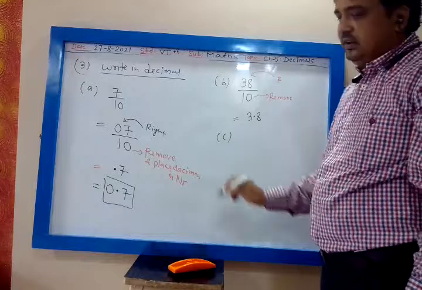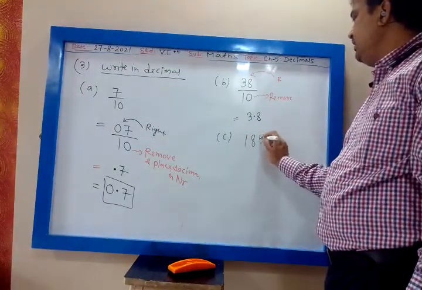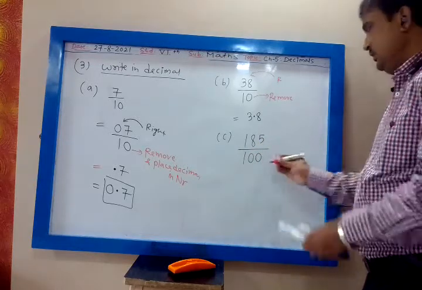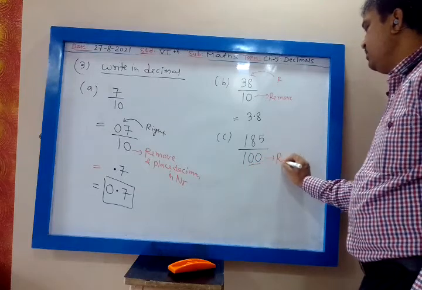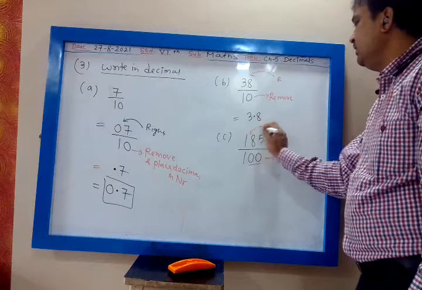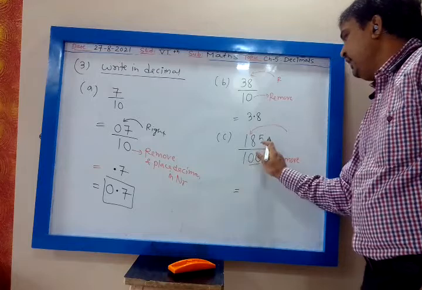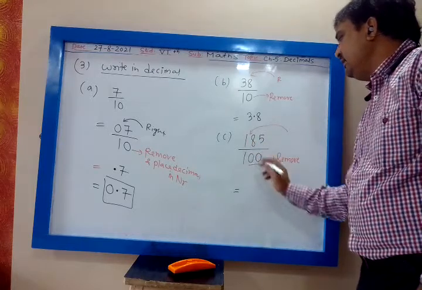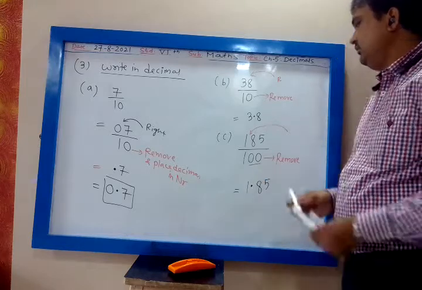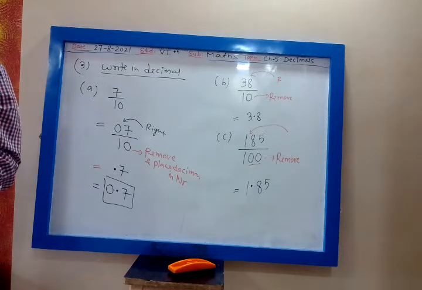Now see 185 upon 100. Now in denominator there are how many zeros? 2 zeros. These 2 zeros I have to remove. So I have to place the decimal in the numerator after 2 digits. So what will that be? 185, place the decimal. That is 1.85. So how many zeros there in the denominator? In numerator you will place the decimal after.